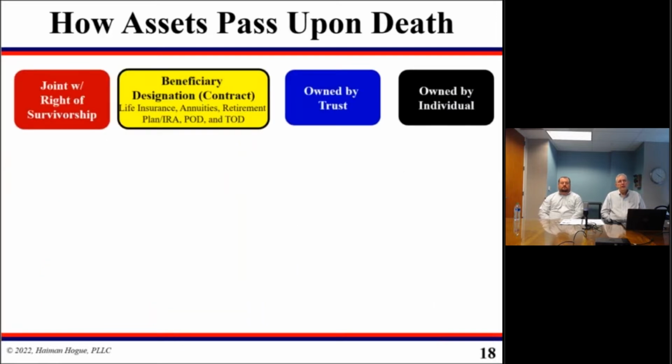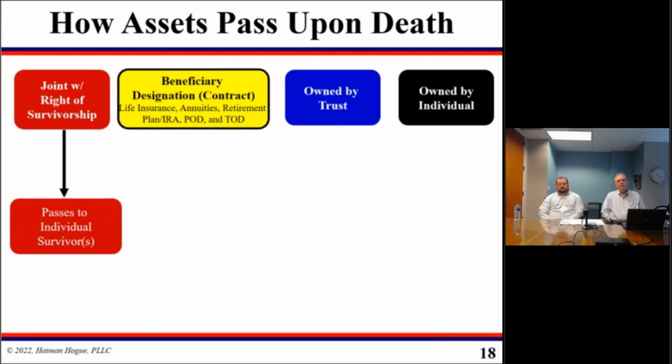Now, there are only 4 ways that assets pass. Read these left to right. The very first thing we look at is, is it owned jointly with right of survivorship? If so, it passes directly to 1 or more individual survivors. If it doesn't pass by right of survivorship, the next thing we look at on each asset is, does it have some kind of beneficiary designation, like life insurance, annuities, retirement plans, or a pay on death designation, or transfer on death designation. These typically are called passing by contract.